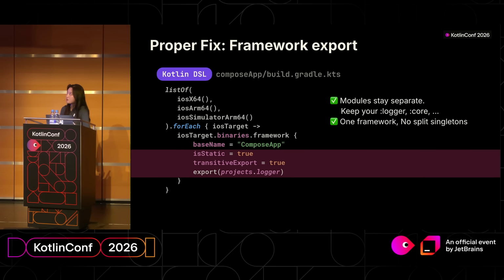For the real, proper fix to keep your modules separate, you export them through your ComposeApp framework configuration. Export tells the Kotlin compiler, pull these module symbols into the same framework binary. This pattern is commonly called an umbrella module, where you have a single module that re-exports the others into one framework. And setting the transitive export option to true makes sure their dependencies come along too.